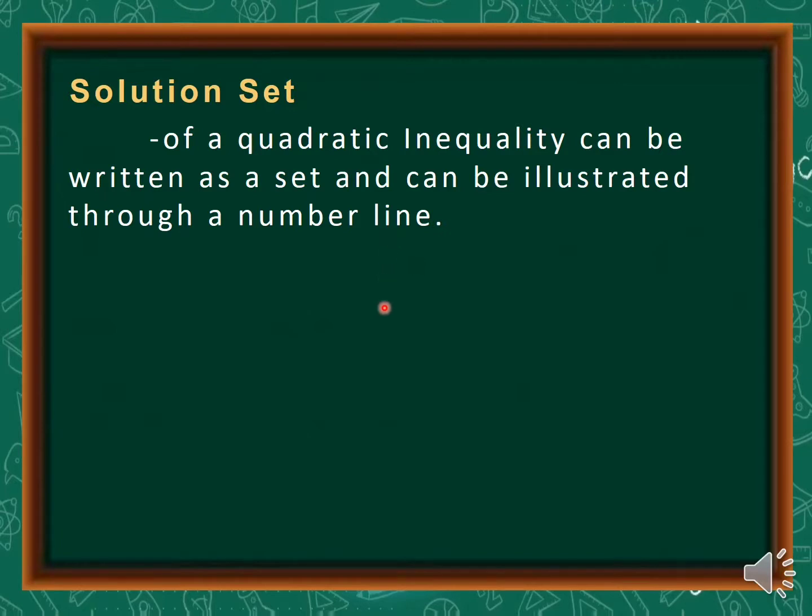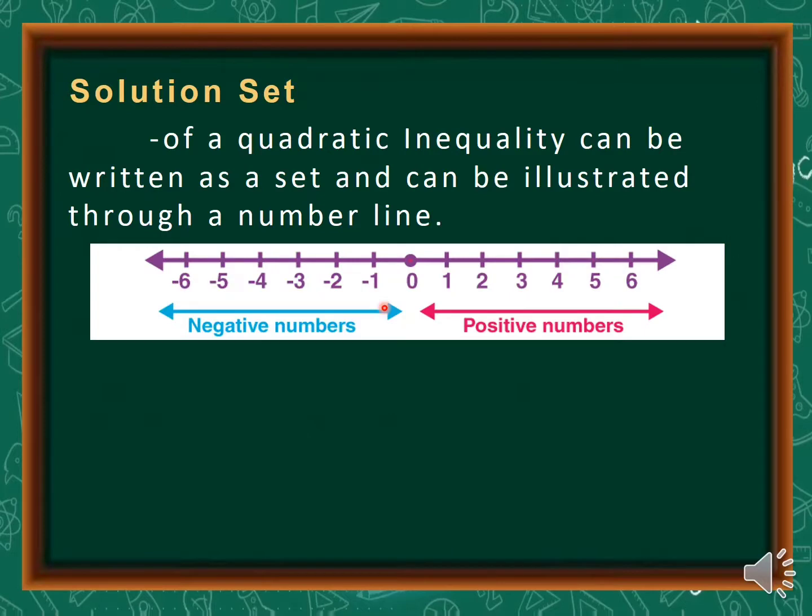By the way, what is a number line? Very good. So a number line is a line wherein we can see the positive and the negative integers. If you notice, all the numbers are constructed evenly. They are equally distant from each other. Here we have 0, which is our origin. On the left side, we have negative 1, negative 2, negative 3, negative 4, negative 5, and negative 6, and so on and so forth.